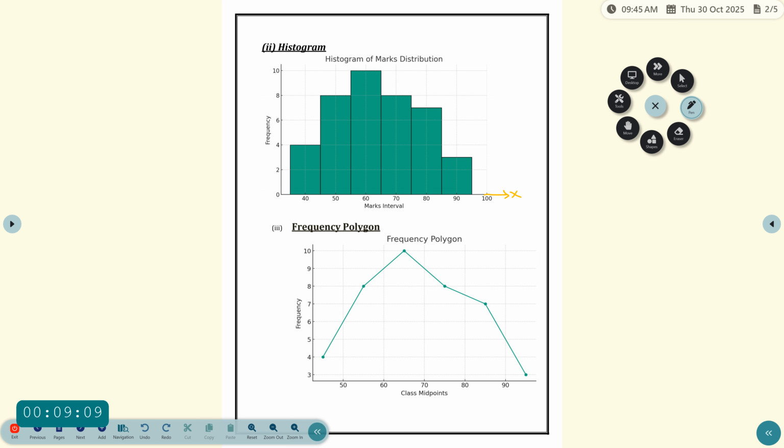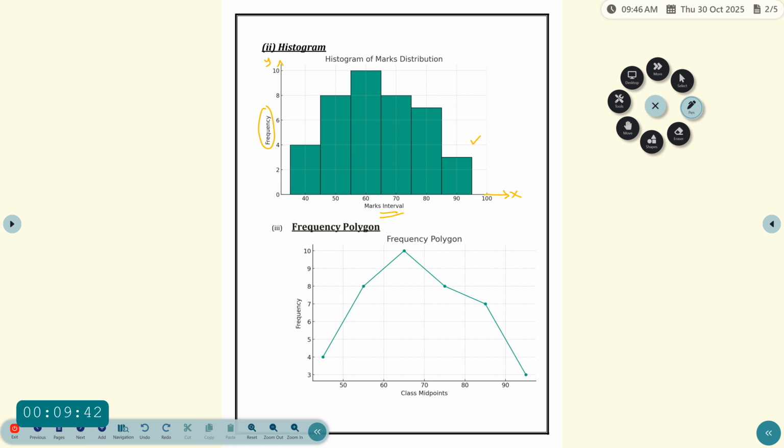Marks interval is considered on the x-axis, and frequency is taken on the y-axis. According to the frequency values, we have to choose the scale for y. The x values are the given class intervals. Draw the rectangular box corresponding to the class interval and its frequency. This is our required histogram for the marks distribution.